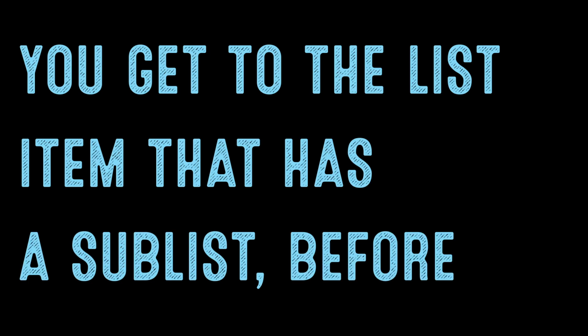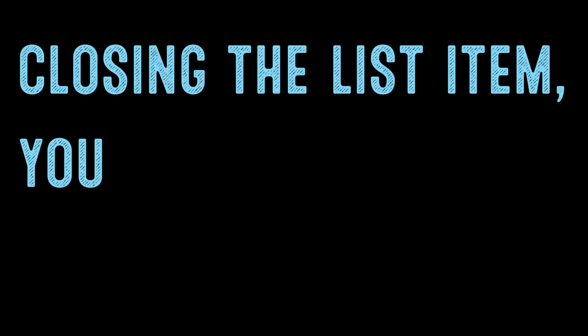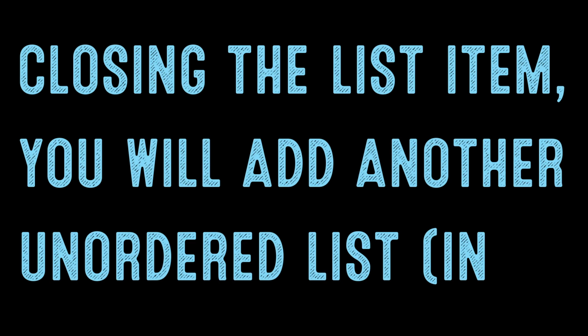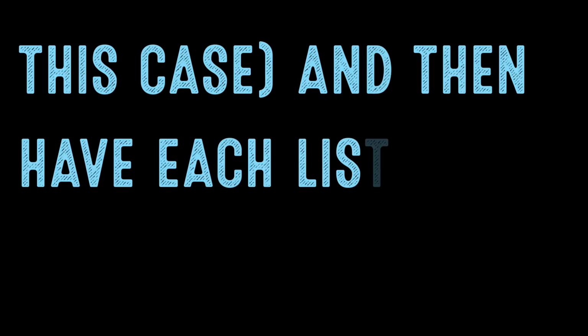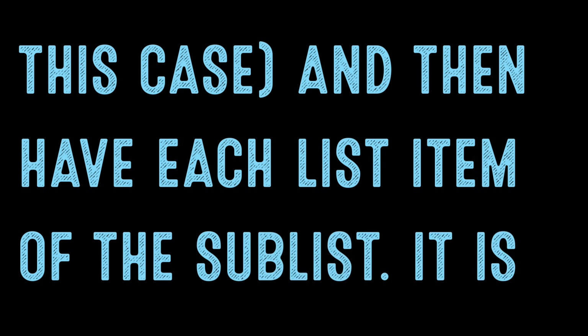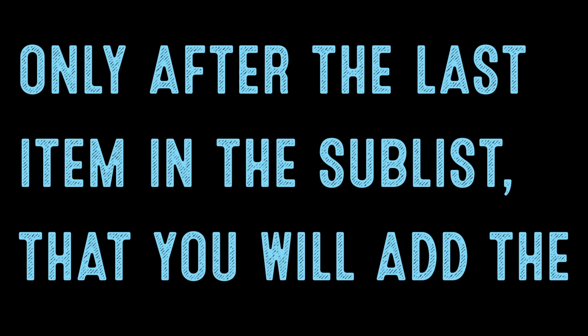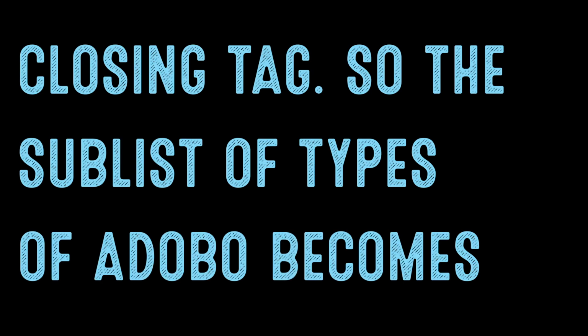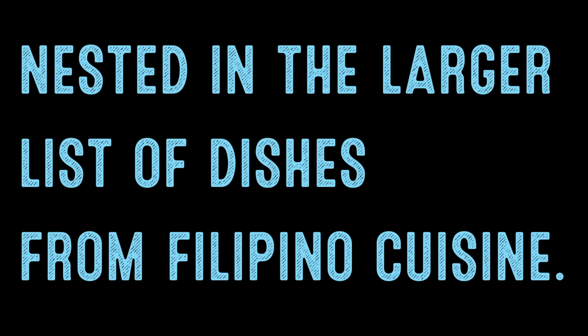To nest a list, when you get to the list item that has a sublist, before closing the list item, you will add another unordered list, in this case, and then have each list item of the sublist. It is only after the last item in the sublist that you will add the closing tag, so the sublist of types of adobo becomes nested in the larger list of dishes from Filipino cuisine.